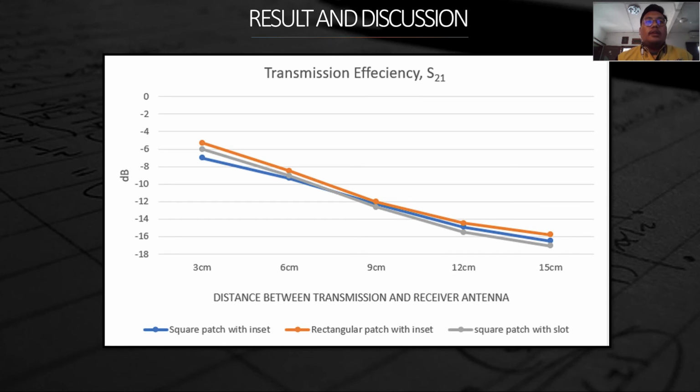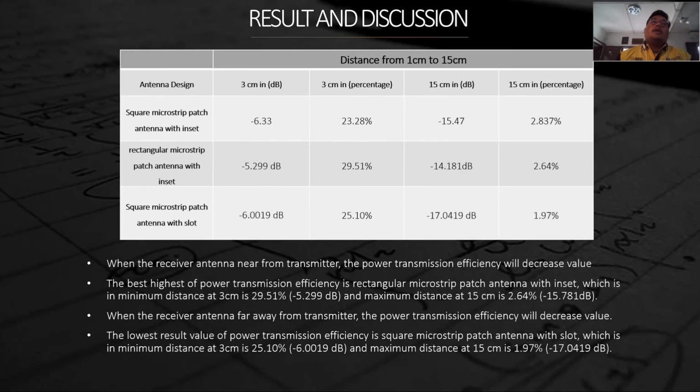The blue line is the square patch with insert. The orange one is the rectangular patch with insert, and the last one is the square patch with slot. For this part, we discuss the distance from 1 centimeter to 50 centimeter.